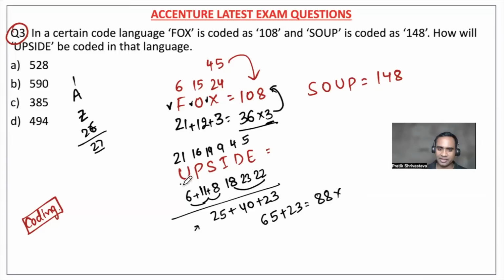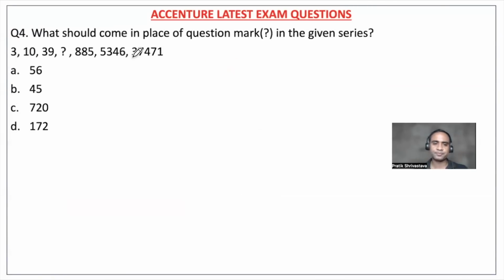And then how many letters are there? 1, 2, 3, 4, 5, 6, so into 6. So 6 8s are 48, and 48 plus 4 is 52. So 528, option A will become the correct answer for this particular problem, question number 3.